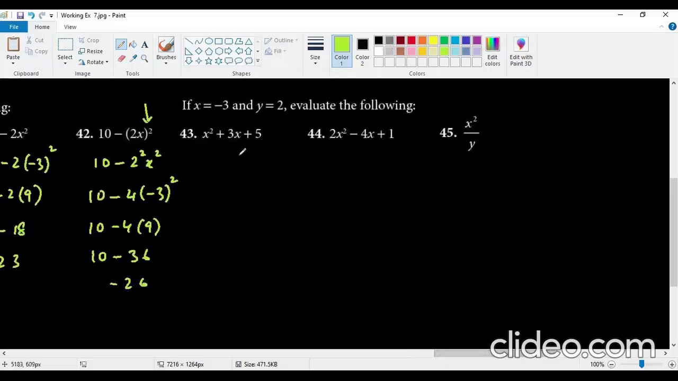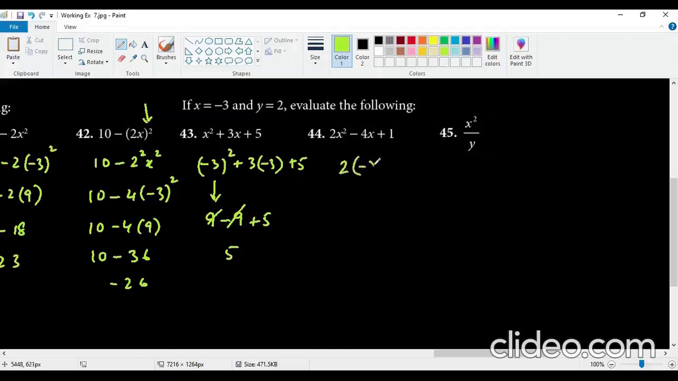Next comes 43. The x value is negative 3, which is whole square, plus 3 multiplied by minus 3, and plus 5 is going to be the operation. First one is going to give you a 9. Second one is going to give you negative 9 and plus 5. That means negative 9 and positive 9 cancel, and 43 is going to give you a positive 5 only.